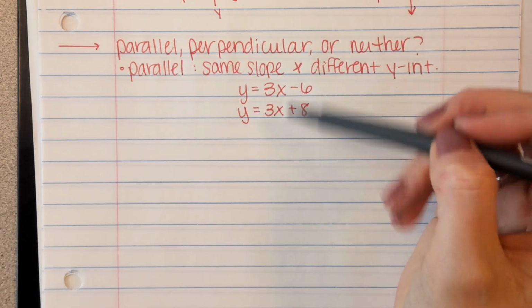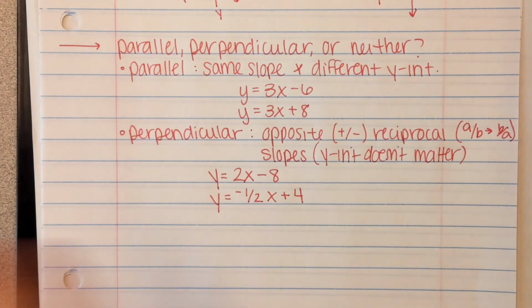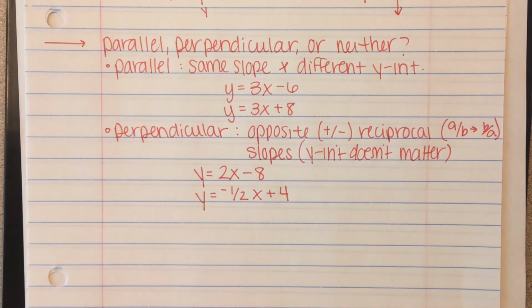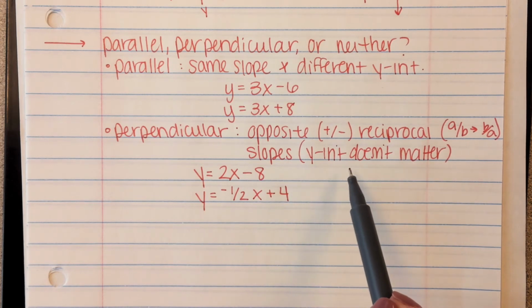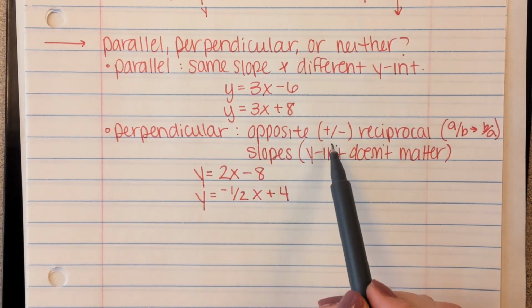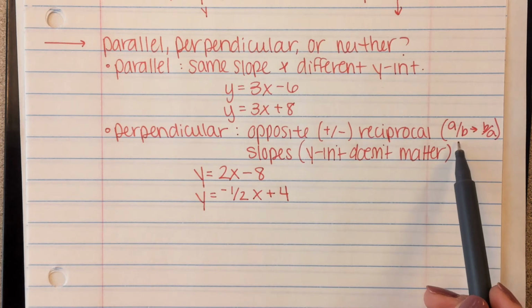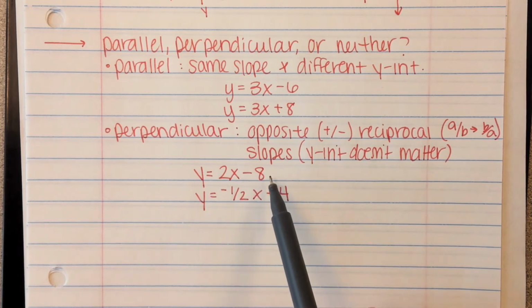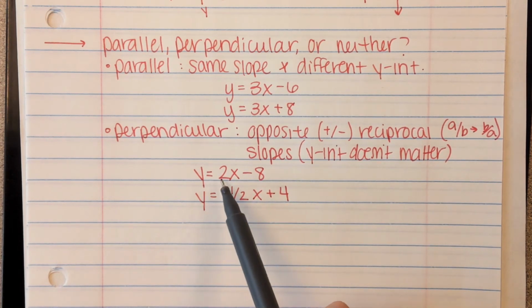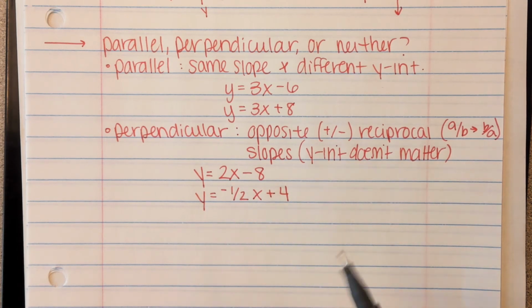This is an example of parallel lines, equations of parallel lines. The slopes match, the y-intercepts do not. Next, we have perpendicular lines. Perpendicular lines have opposite reciprocal slopes, and the y-intercept really doesn't matter. It can be the same or different. Opposite refers to the sign, so positive and negative. Reciprocal is when you turn that fraction or number upside down. You do 1 divided by that quantity. So here's an example. We have y equals 2x minus 8 and y equals -1/2 x plus 4. So the opposite of positive is negative. The reciprocal of 2 is 1/2. So those are perpendicular because they have opposite reciprocal slopes.